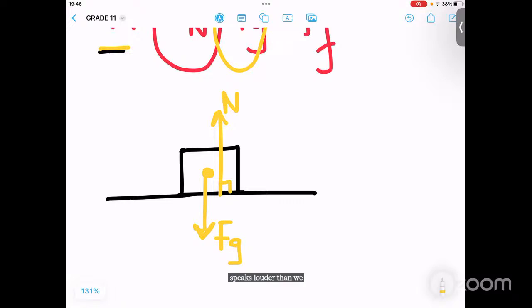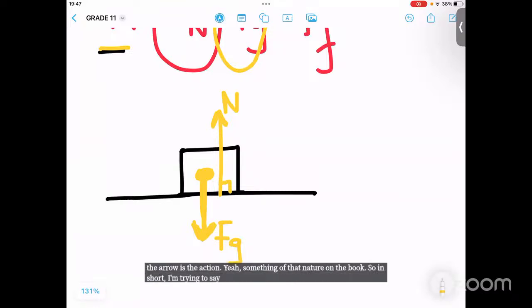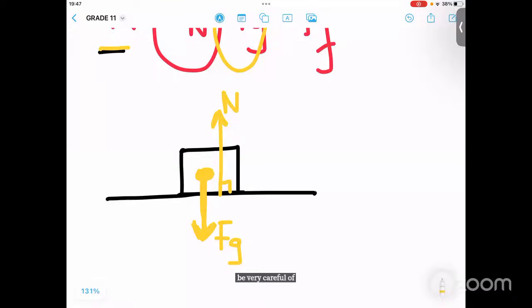You know when they say actions speak louder than words, that means this line is the words, and the arrow is the action. So in short, be very careful of the arrows in physical sciences. They speak louder than words.